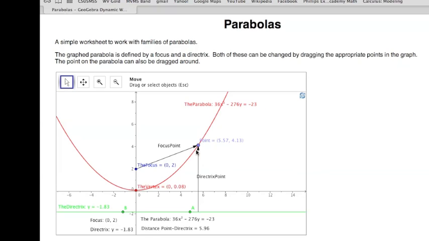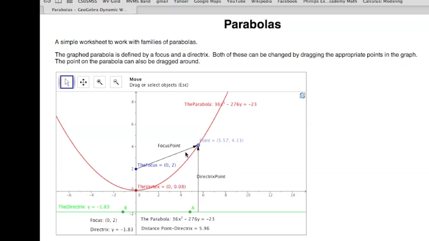So let's take a look at an applet that shows the parabola. The parabola is in red right here. So this is the parabola. And here's a point on the parabola. Now, if we look at it, that's the equation right there. We're not going to worry so much about that now, but here's the focus.